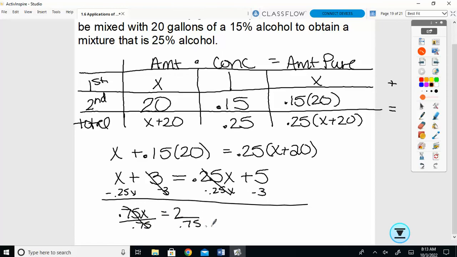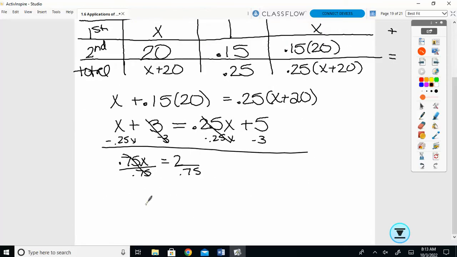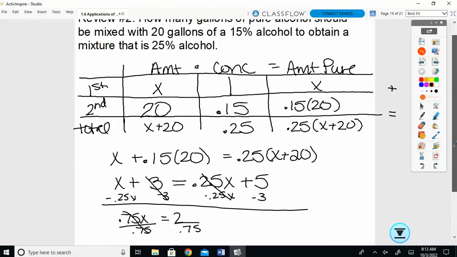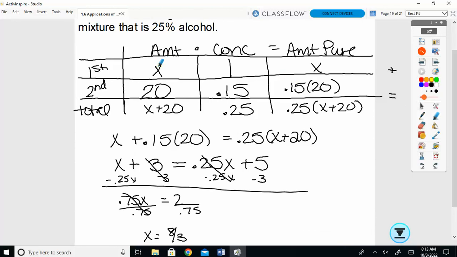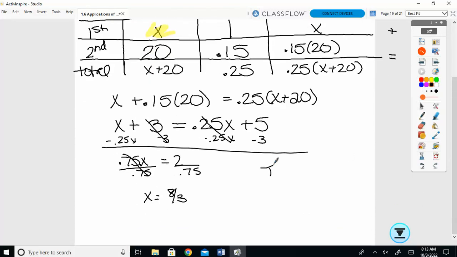Divide. You get a repeating decimal, so it's a fraction, 8 over 3. Good job. The question was how many gallons of the pure, and if we look, x was the amount of pure, so we just have to write a sentence.